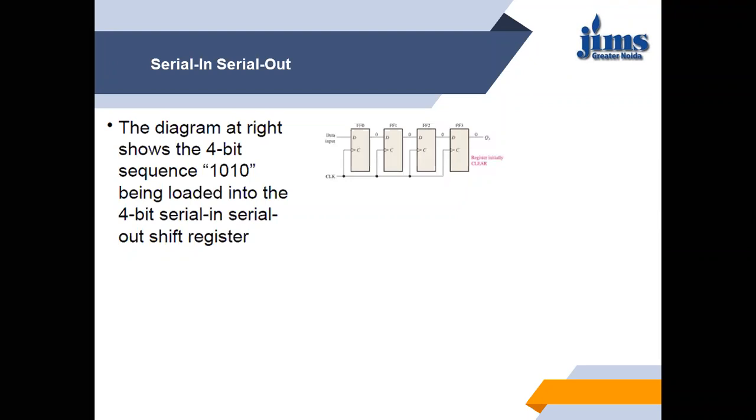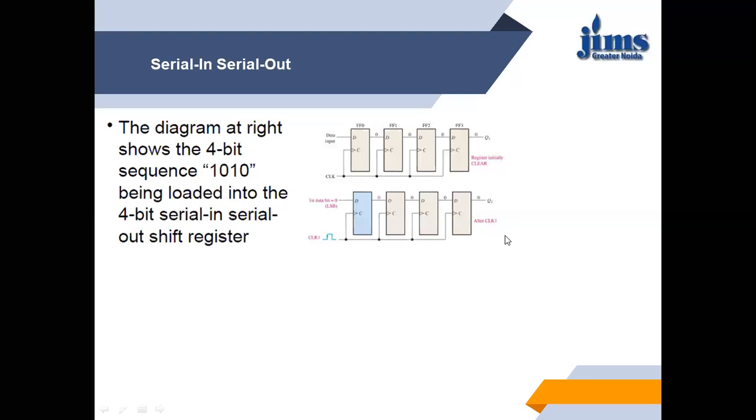Initially, I have cleared the flip-flops. The output of all the flip-flops you can directly see: 0, 0, 0, 0. It means I have cleared all the flip-flops with the asynchronous input. So I have written here, register initially clear. The output of all flip-flops will be 0. I have used flip-flops 0, 1, 2, 3. It is a 4-bit shift register and it will store 4 bits of data.